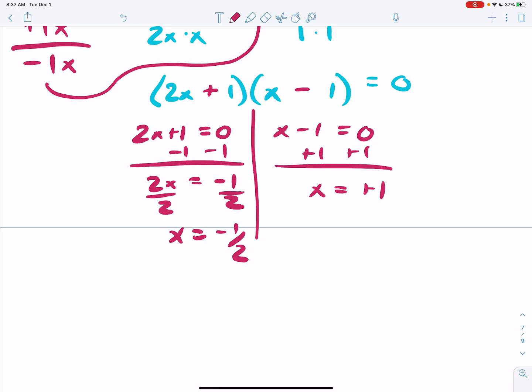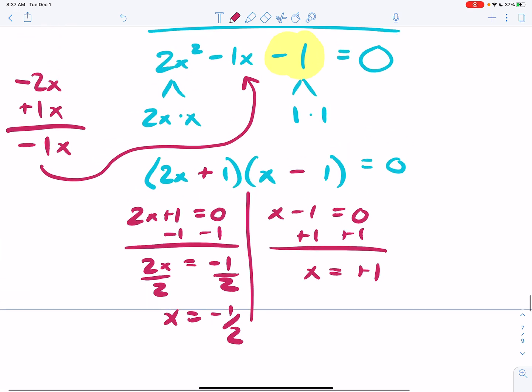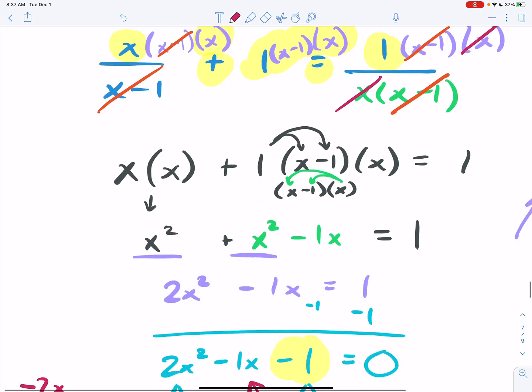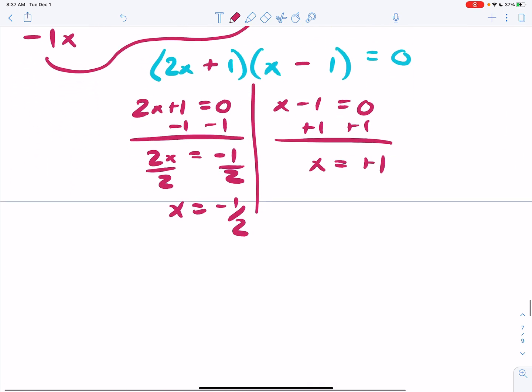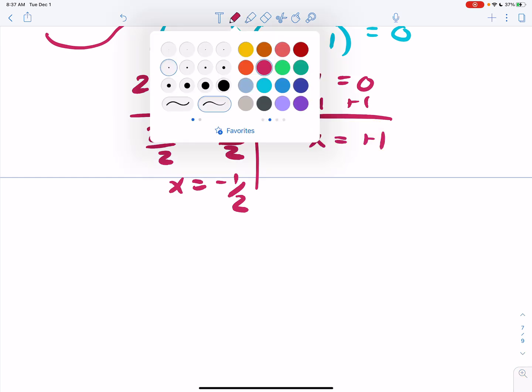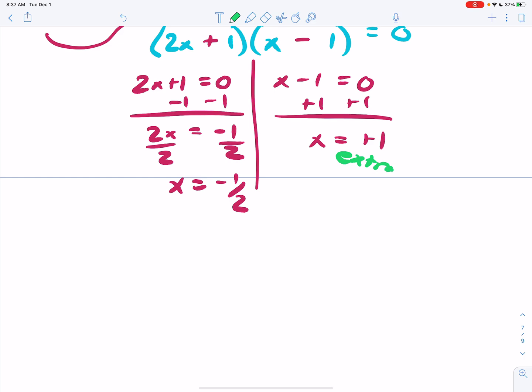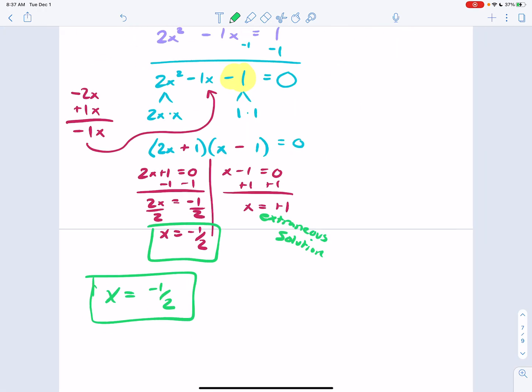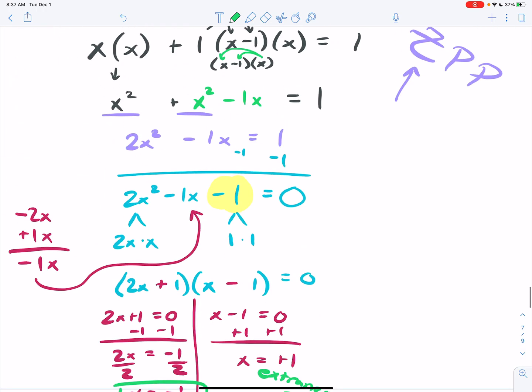Now, before I box these, I have to make sure that they're good answers. Let's go back to the domain. At the beginning, we said that x cannot be 0 or 1. Do we have 0 or 1 here? We do. It's right here, right? So we call that our extraneous solution because it's an extra answer that does not work. So we have one good solution. So on Delta Math, you would just write x equals negative 1/2. Okay, and that's it.